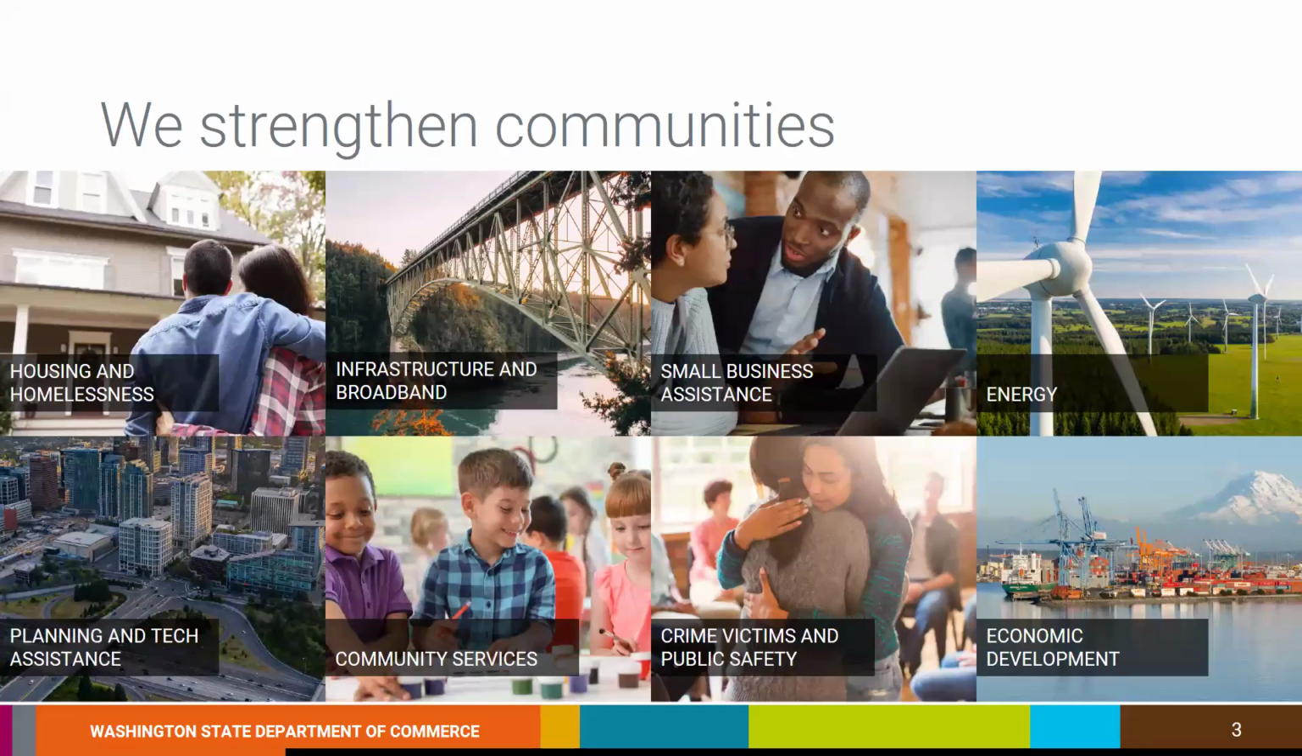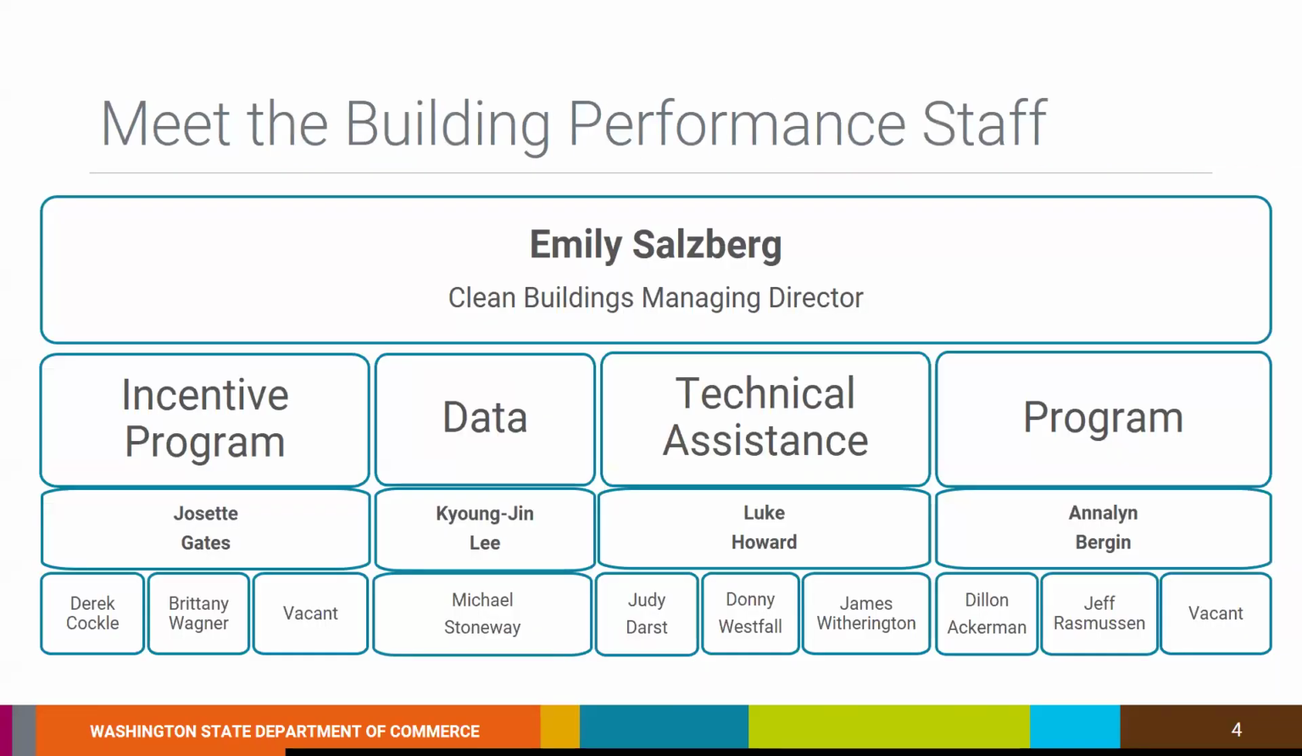So the Washington State Department of Commerce exists to help strengthen communities across the state. There's about 150 different programs that the agency offers, in addition to all sorts of technical assistance that we provide. Our program sits within the energy division. Across Commerce, we collaborate quite a bit with other folks on economic development, on infrastructure and housing. So next slide, please.